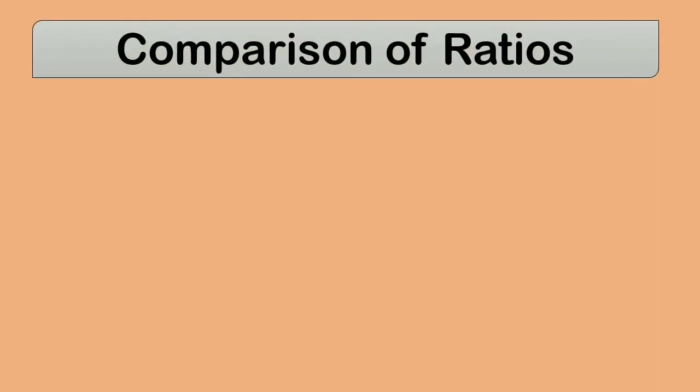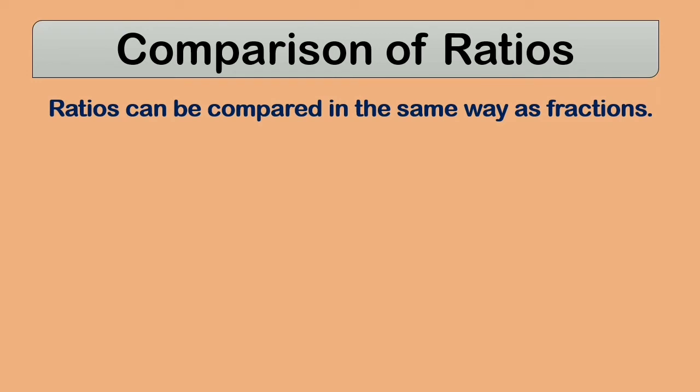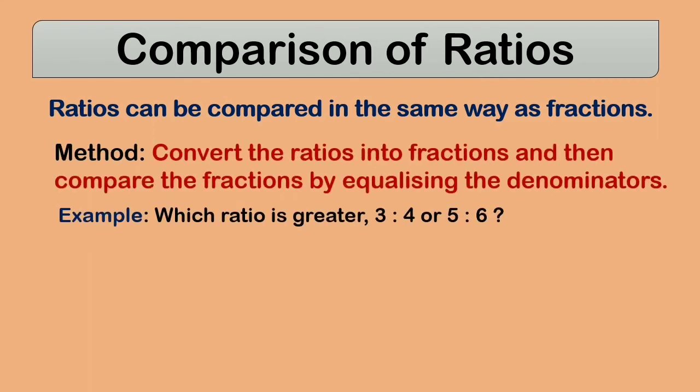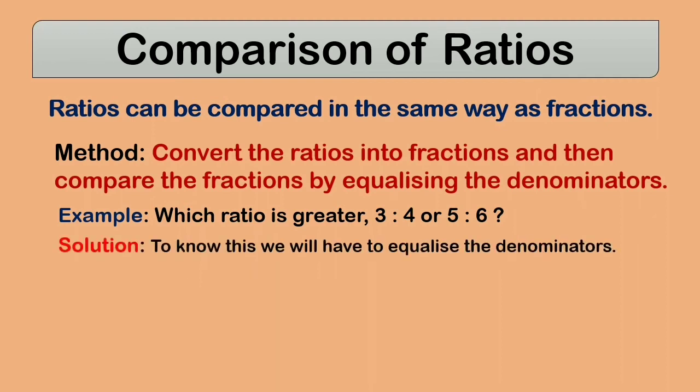Next is comparison of ratios. Ratios can be compared in the same way as fractions. Let's take one example. Which ratio is greater? 3:4 or 5:6? For comparing the ratios, we will have to equalize the denominators like fractions.